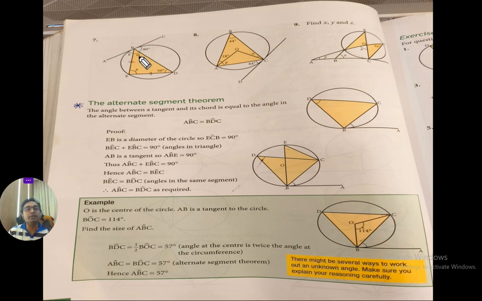K you got, m you got. If m is 50 and this is 50, so P will be 50, 50, 100. 180 minus 100, P is 80 degree. Clear?